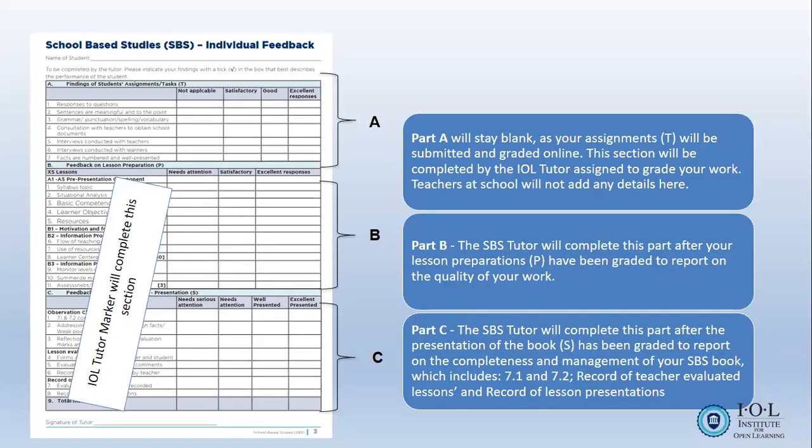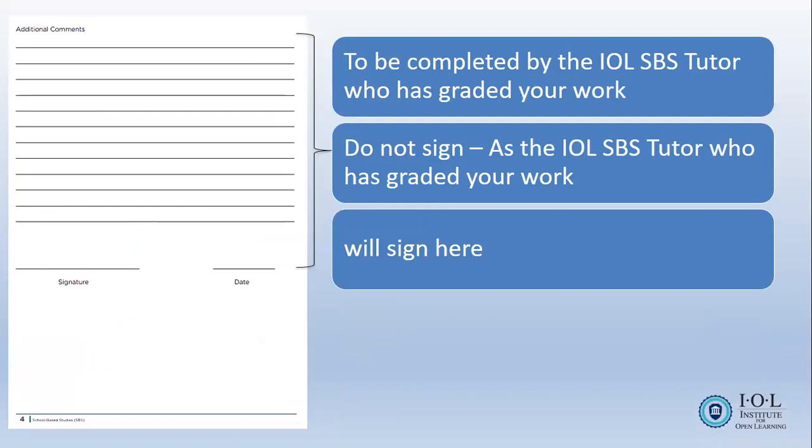So we see here that we have the individual feedback. Now, there is a part in your book, which is page 3, where the tutor will come back. After the tutor has marked your work, the tutor will complete this part. You do not complete this part. Then there is a section for additional comments. This will also be completed by the IOL SPS tutor who has graded your work. You just leave this page open because this is not for you.